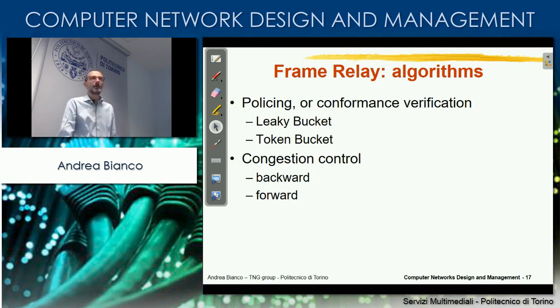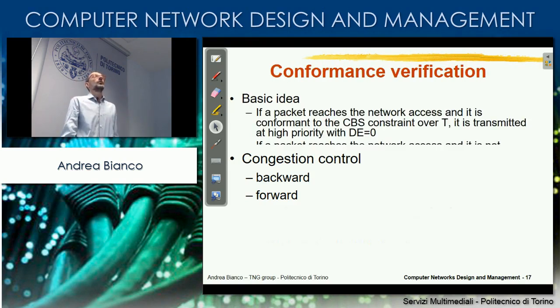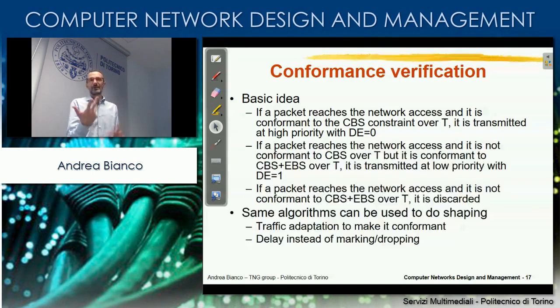So what's the basic idea? Now we know that we negotiate three parameters basically, CBS, CIR and EBS. CIR is an average rate. CBS gives us indirectly the value of the time window over which we are going to verify and guarantee the average rate, and excess burst size to send something in addition to that.